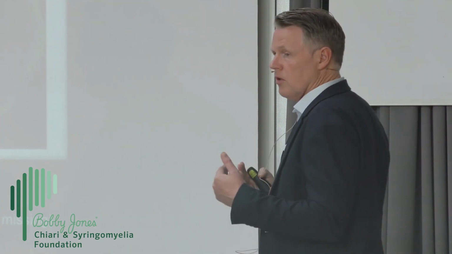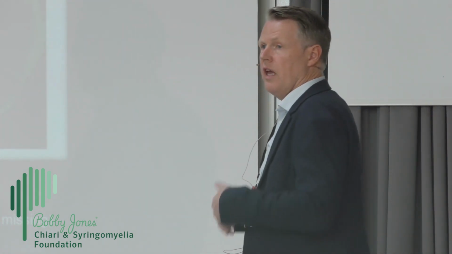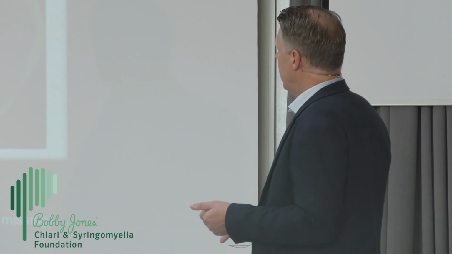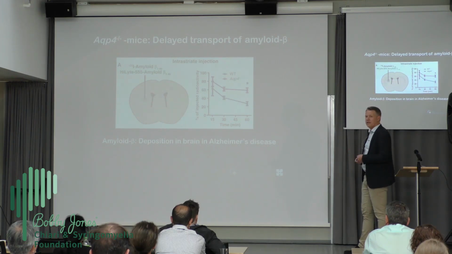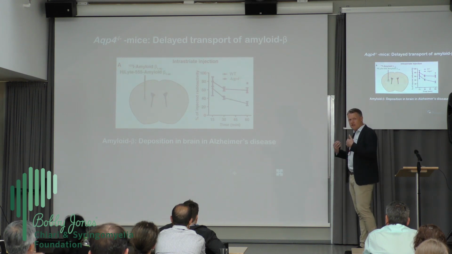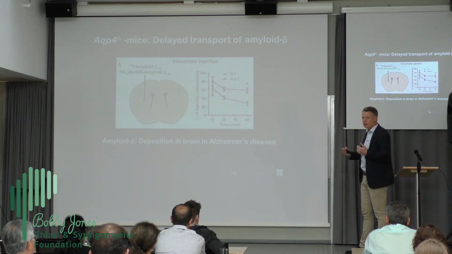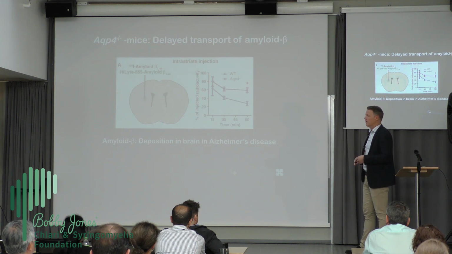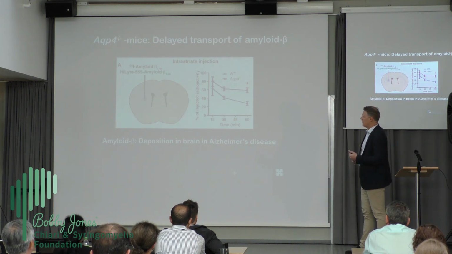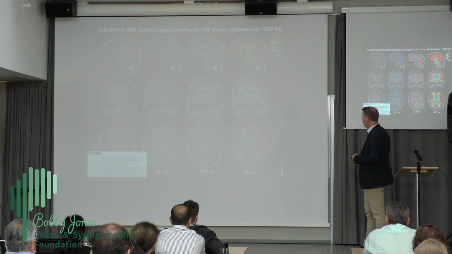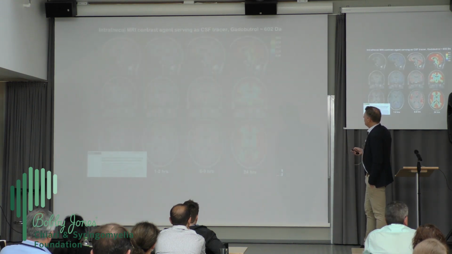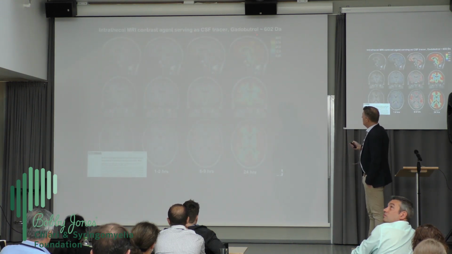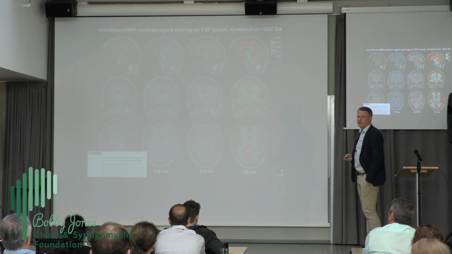And back to this neurodegeneration, amyloid accumulation, it's important because evidence has also been given that this clearance of soluble amyloid is reduced when also aquaporin is reduced. So it depends on aquaporin.